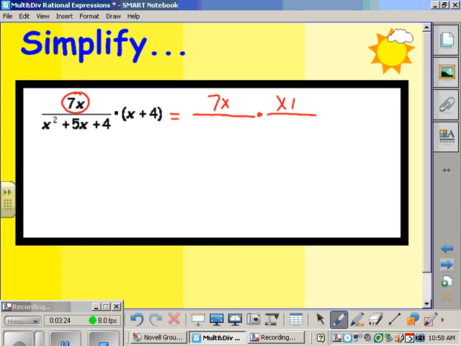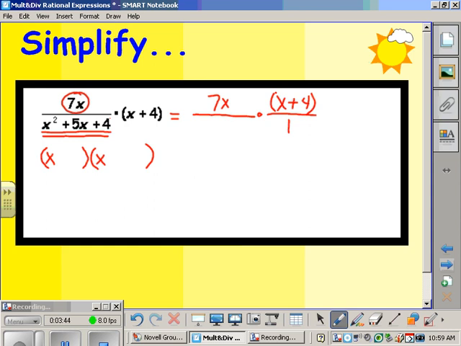X plus 4, the binomial, I'm going to go ahead and make a fraction by putting a 1 under it. And I'm going to keep that in parentheses to show that that's grouped together. The trinomial is going to be our key, because if we can factor that, we might be able to create 2 matching binomials that will cancel. So let's go ahead and try that.